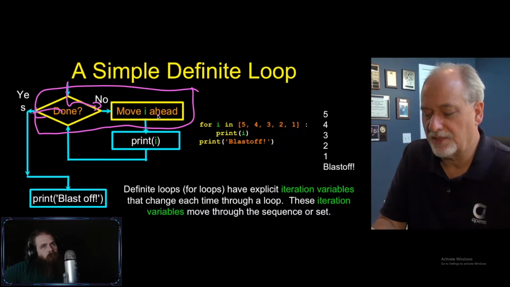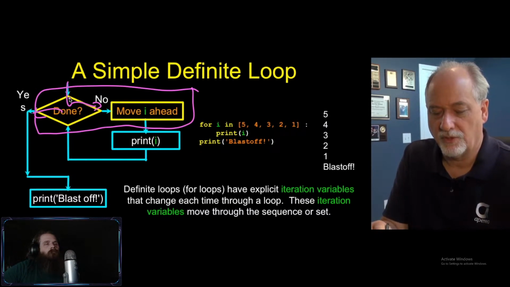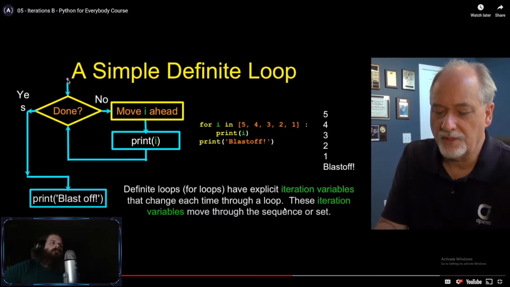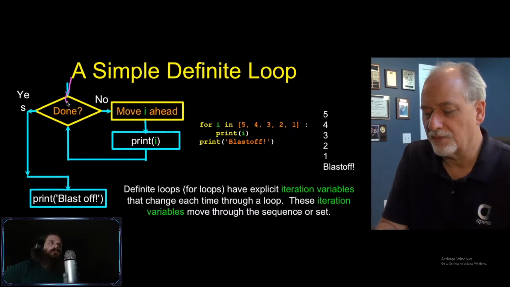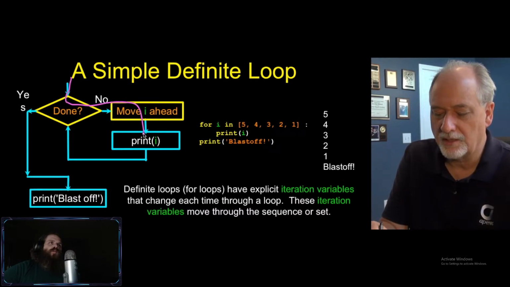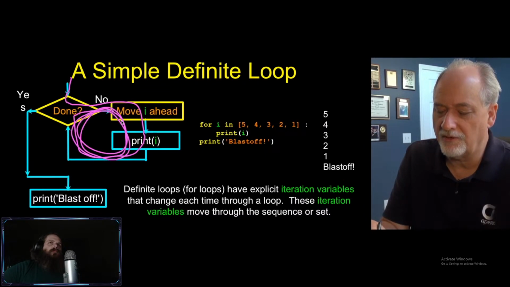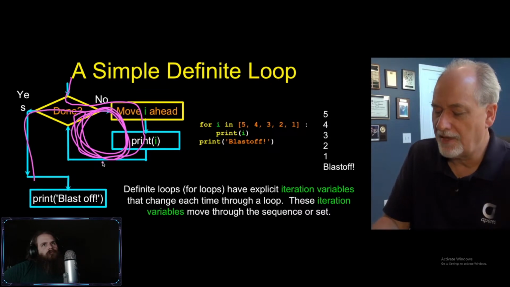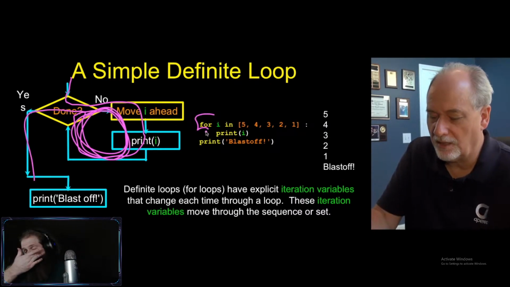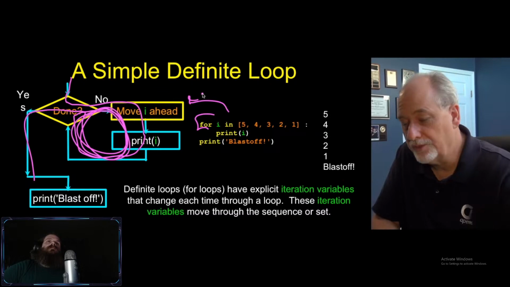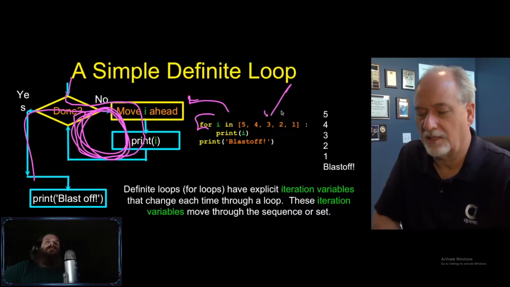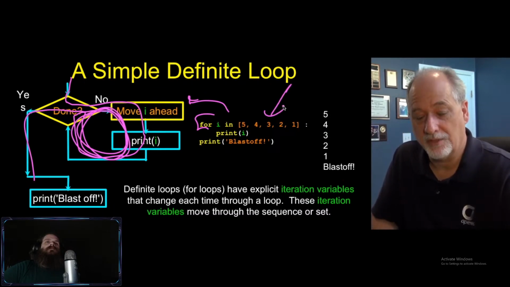By using a for loop, are we done? No, we have 5 things to work. Well, set I to the first one, run it. We're not done because we got one more. Set it to the second one, third one, fourth one, fifth one, and now we're done. And that is all handled in a single line of code that includes the iteration variable and the set of things through which we are going to iterate.